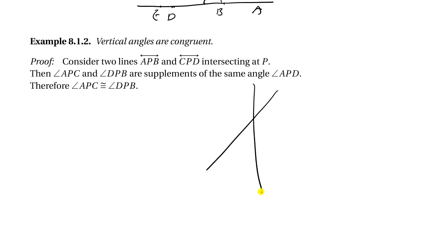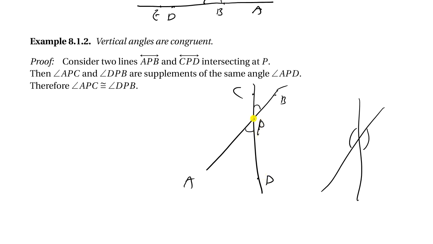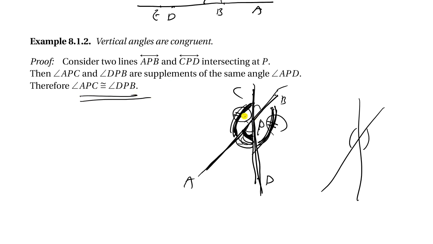Then, vertical angles are congruent. Vertical angles means if two lines intersect each other, we call them vertical angles. Of course, if you want, you can say these two angles are vertical angles to each other. It doesn't matter which one you choose. Then because of the previous theorem, let's say A, P, B and C, P, D are intersecting at point P. Then angle APC and angle DPB are supplements of the same angle APD, right? Because APD plus APC is 180, and APD plus DPB is also 180 degrees. And by the previous theorem, those two angles are congruent because they are supplements of the same angle, right? So this shows that any vertical angles are congruent to each other.